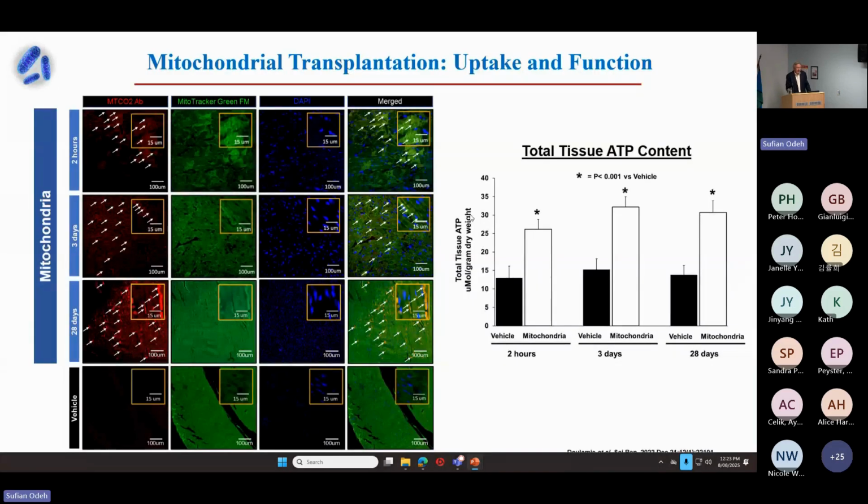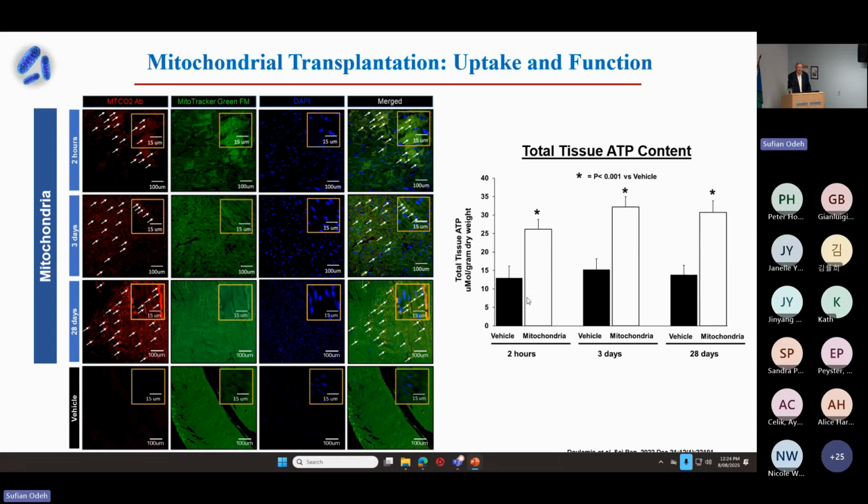So once they go in, you can see them. Here are the mitochondria that go in. Here's the merge photograph. You can see them at 2 hours. You can see them at 1 day. Here it is at 28 days. They're still in there. And they're still functional.